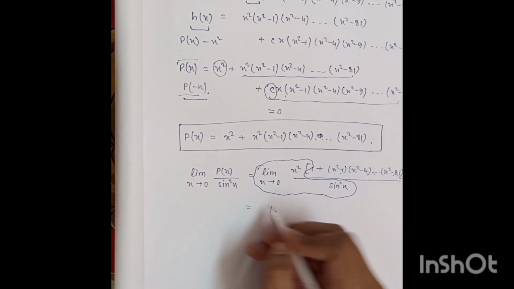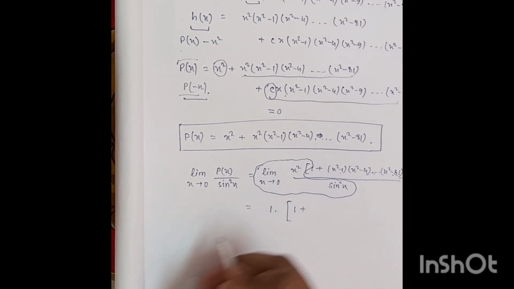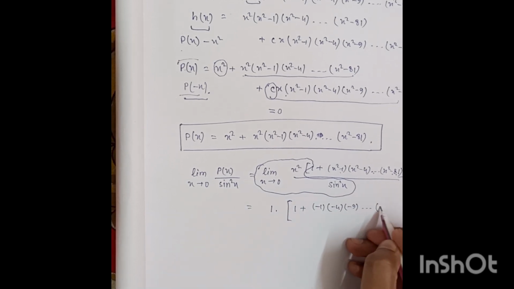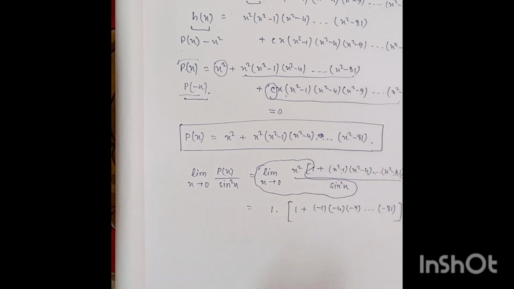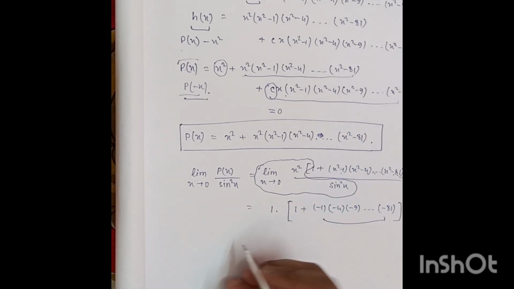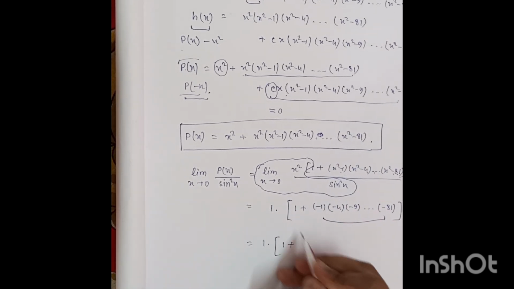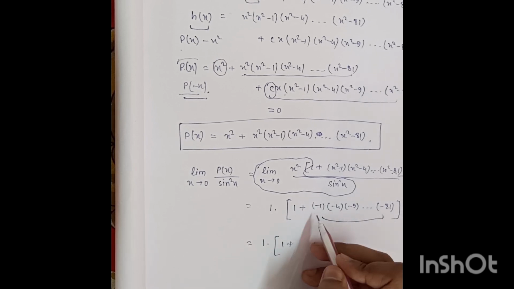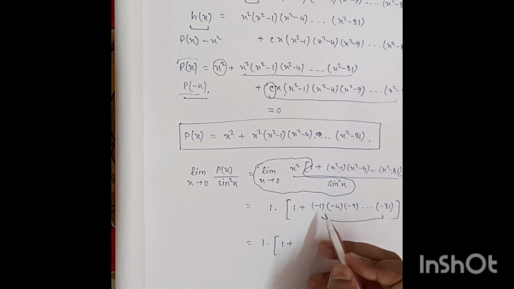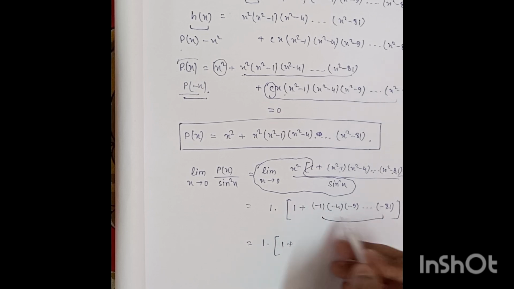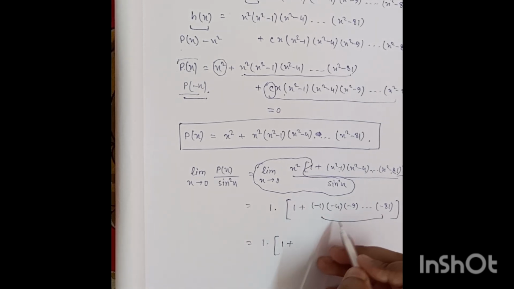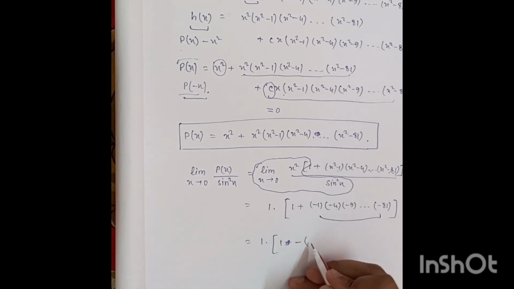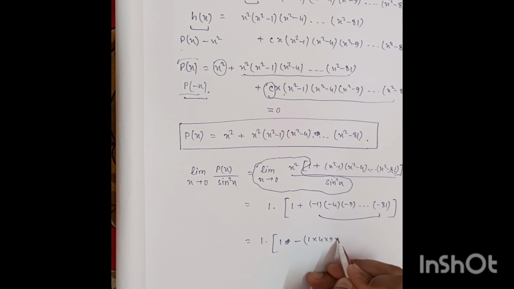So this becomes 1 plus, inside the bracket, minus 1 into minus 4 into minus 9 and so on up to minus 81. Now we have to find this value. What is this? This can be written as, there are total 9 terms, so odd terms. That means if we multiply minus 1 odd times, then an overall minus sign will be there. So we can take here as minus, then inside this bracket 1 into 4 into 9 into so on up to 81.